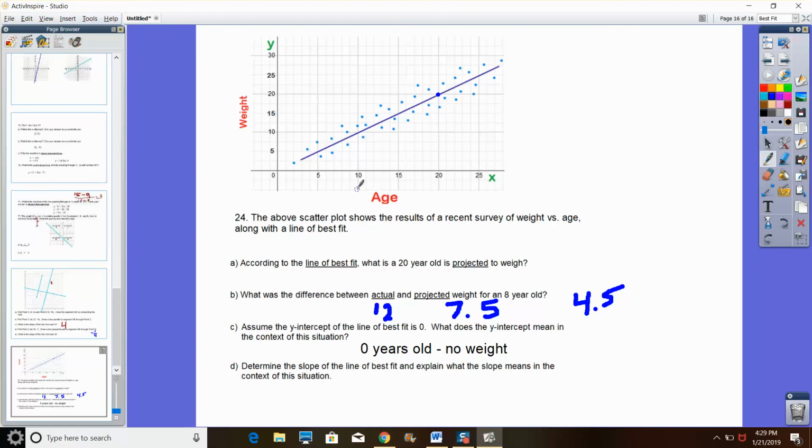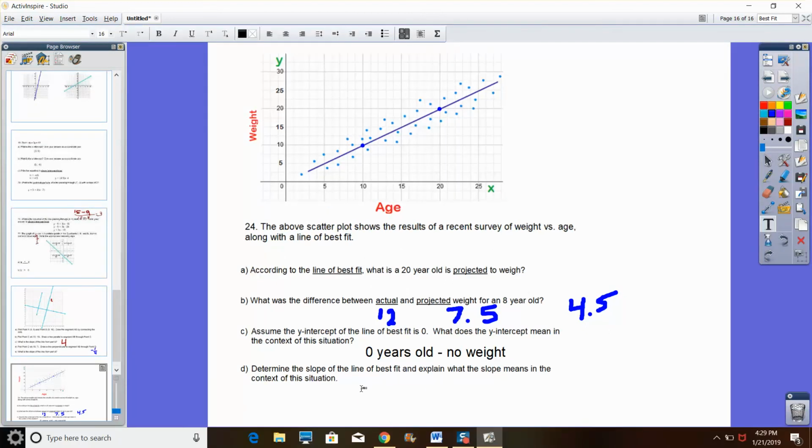I'll pick 2 points that are easy to interpret. I'll say these 2 points right here are not too bad, because 20 over 20 and 10 over 10, so that means the slope is 1. So with a slope of 1, that means m equals 1. The context here would be that for every year, weight goes up by 1. And again, pardon the context, this is not a problem that I would have written, but it is what it is. You just have to go with what it said.